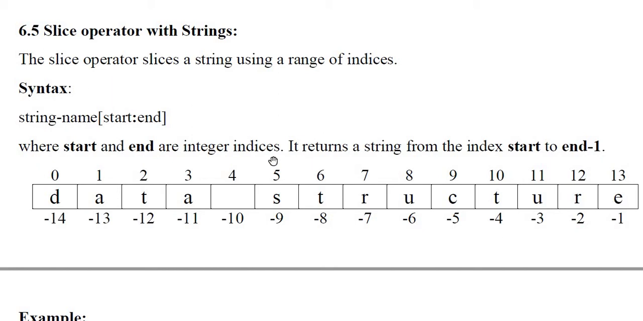Now "data structure" is here. You will see at 0 d is stored, at 1 a, at 2 t and so on. Here you will see 4 is a space, because there is a space between the words "data" and "structure". So we have to include the space when we store any string in the cells. So this is the clear picture: this is start to end, and these indices show end to start.